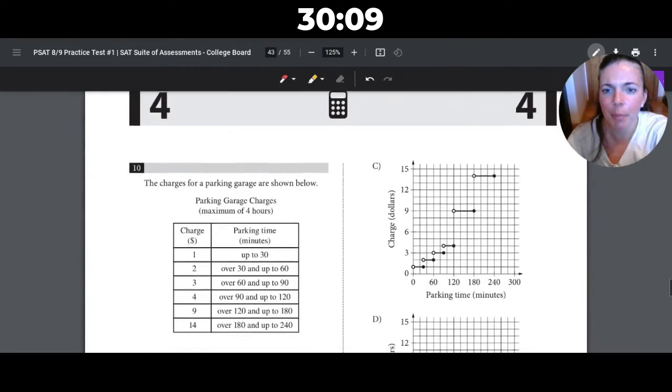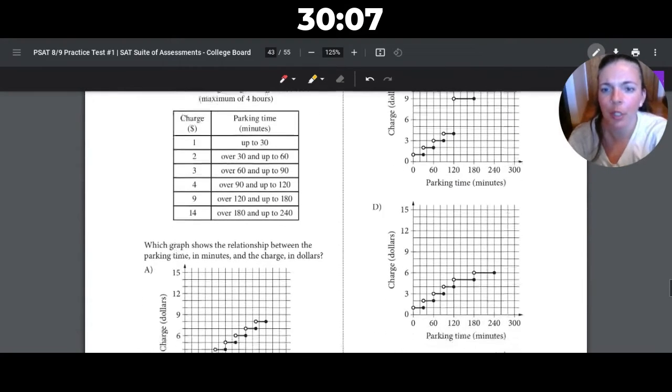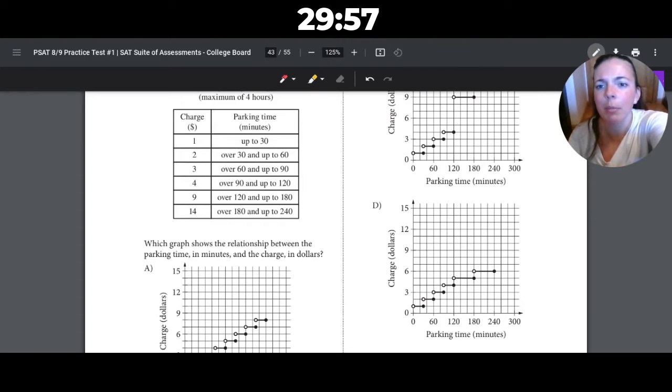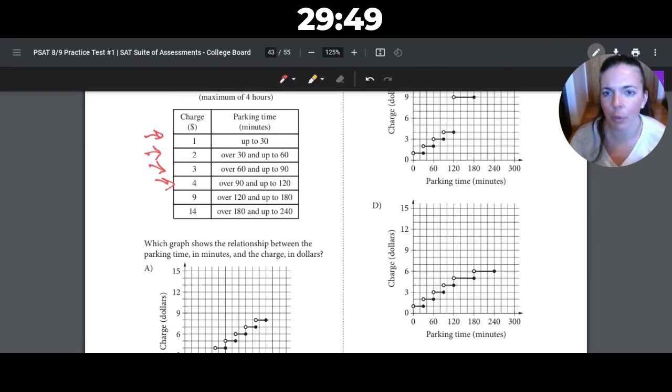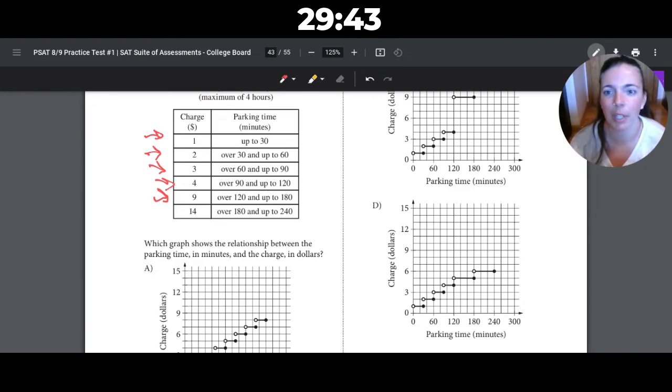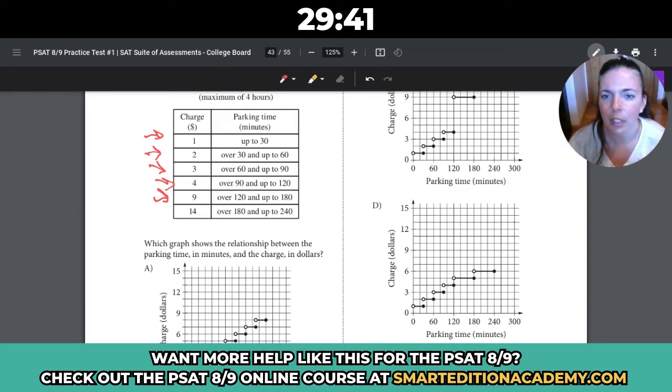Okay, number 10. The charges for a parking garage are shown below. Which graph shows the relationship between the parking time in minutes and the charge in dollars? Okay, so parking time in minutes. So it looks like up to 30 minutes, you go to $1, 30 to $62, 60 to $93. Pretty consistent up to 4. But then over 120, you're going to have a charge of $9. So it looks like we're going to have a little jump there.